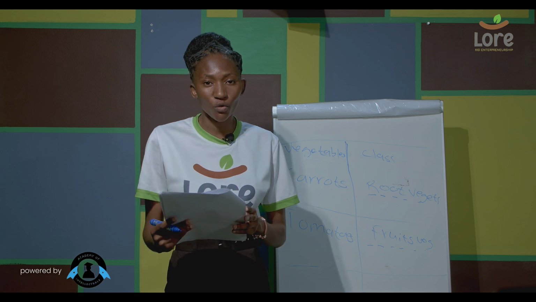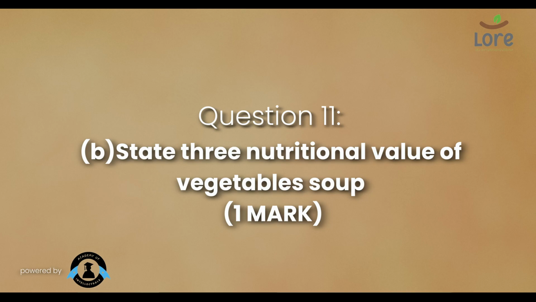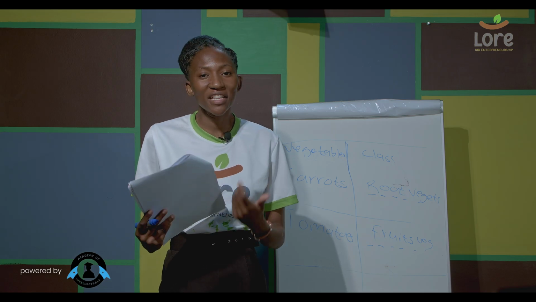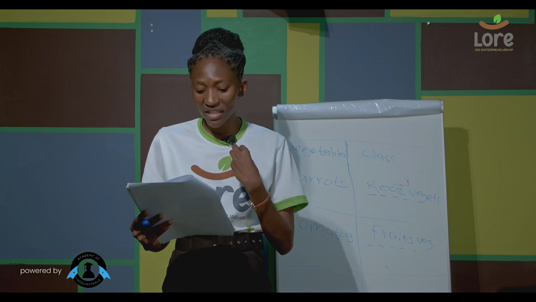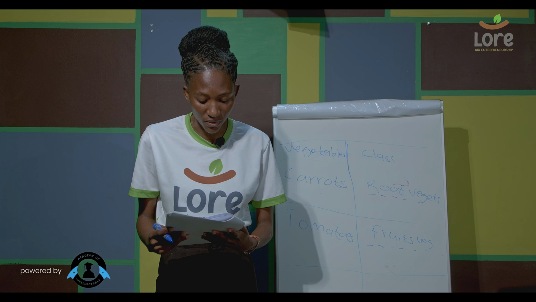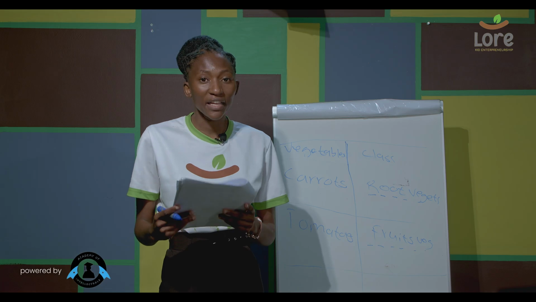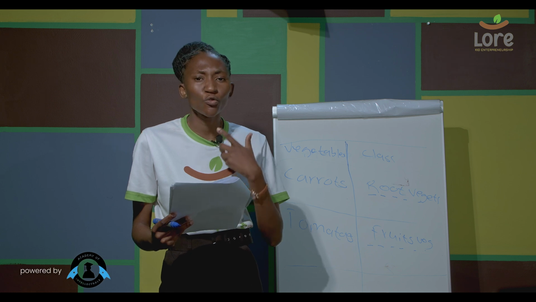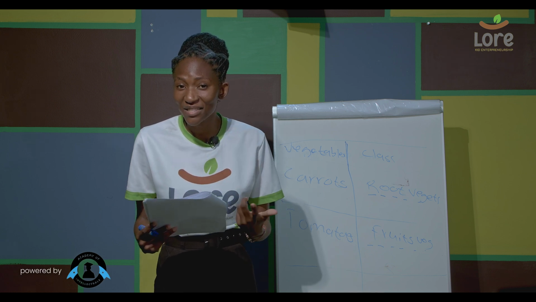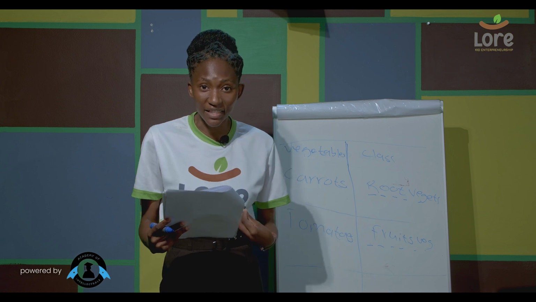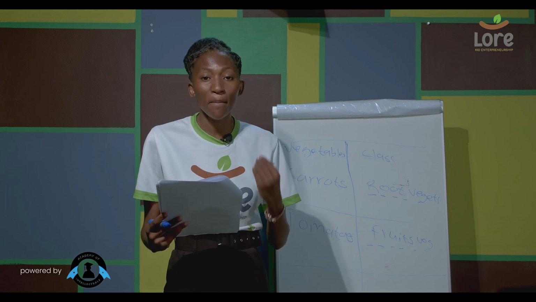Okay, let's move on with question B. Question B says, state 3 nutritional values of vegetable soup. Basically, this question is asking us the nutrients that we can get from eating vegetables. Our answer: they are a source of vitamins, a source of minerals, and a source of carbohydrates. It is important to note that the question wants you to state clear, brief, and direct answers without having to explain them. That's how you earn your full 3 marks.